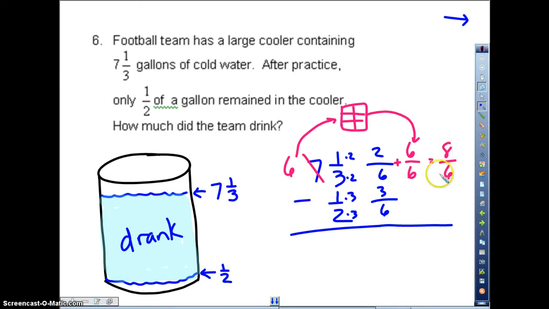Now you can take 8/6 and subtract your 3/6 and get so many 6ths right here. And then take your 6 and subtract, well, there's no whole number here, we'll call it 0. 6 subtract 0, and that number goes here. And your answer is going to be in gallons.